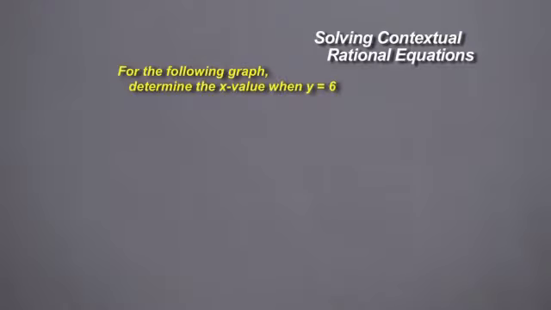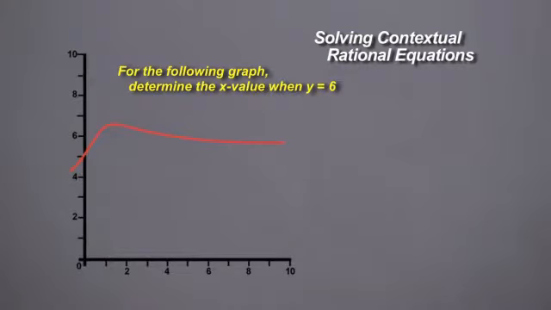Now, let's look at solving these problems graphically. For the following graph, determine for what x value does y equal 6. Looking at the graph, we go to where y equals 6 and see what x values correspond to it. Here there are two solutions. One is easy to read off, when x equals 4. The other is up to our ability to approximate solutions. I say the other solution is x equals a half.